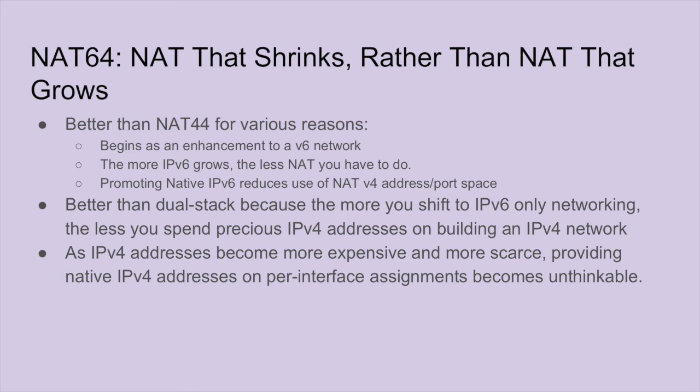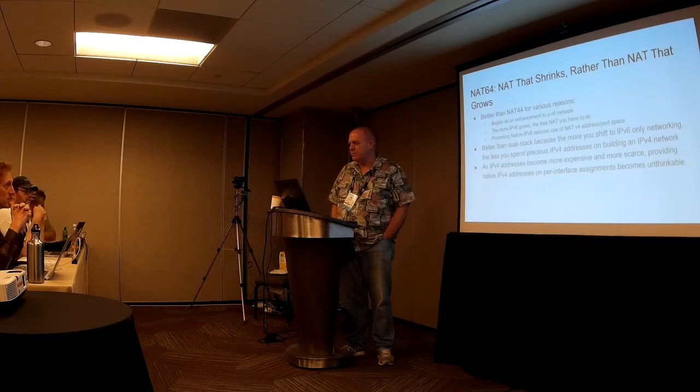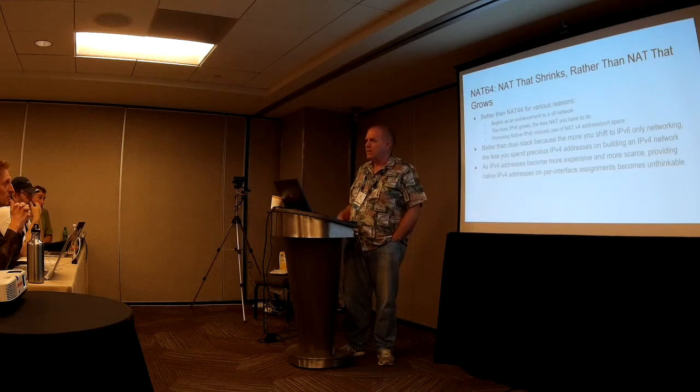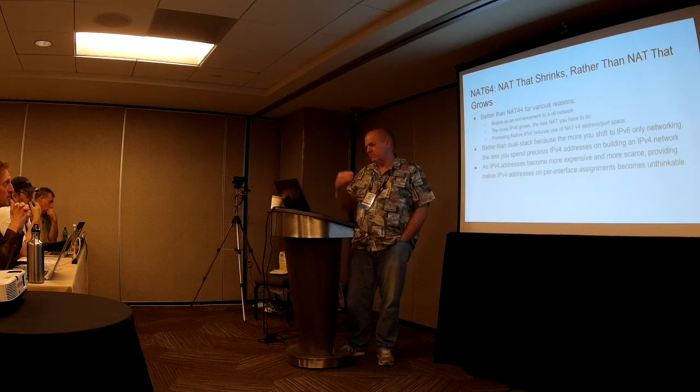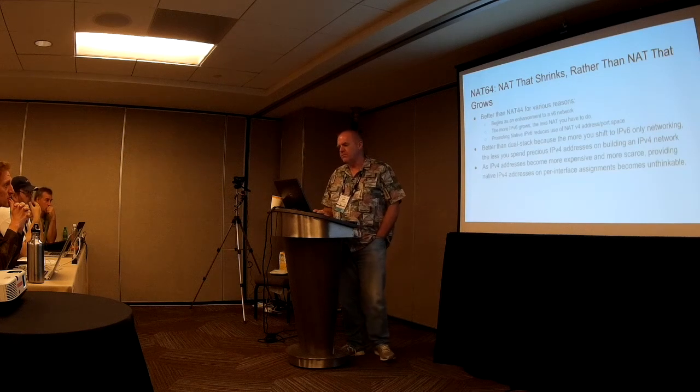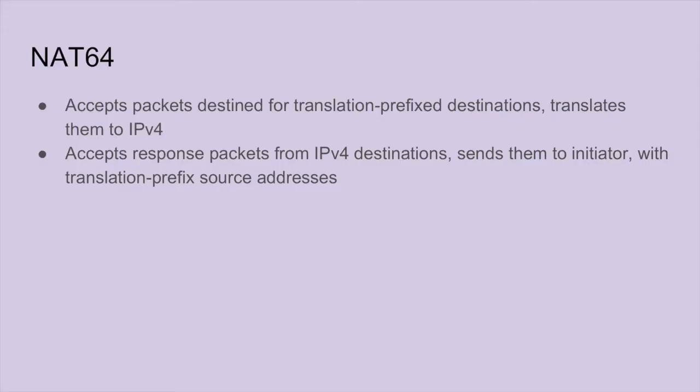It's better than dual stack because the more you shift to IPv6-only networking, the less you spend on precious IPv4 addressing on building an IPv4 network, like router interfaces and management and switch interfaces and so on. As IPv4 addresses become more expensive and more scarce, providing native IPv4 addresses on a per-interface basis becomes pretty much unthinkable. If you've got a few addresses, you can stick them up there as a NAT translation space, and you get 64,000 flows per address at a time, rather than using a whole address on one device.